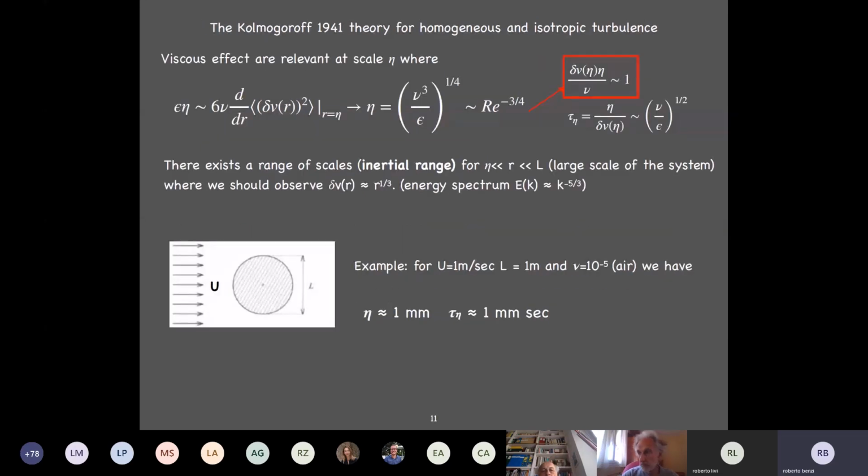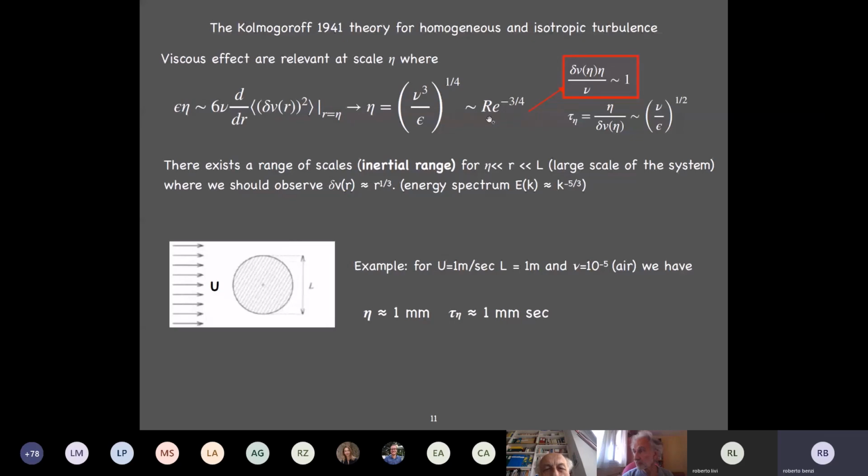here defined by eta, which is obtained as the balance between the viscous effect and the Kolmogorov equation at very small r. And you see that eta is proportional to the Reynolds number to the minus 3/4. So it means that turbulence will make the velocity field fluctuate at extremely small scales.